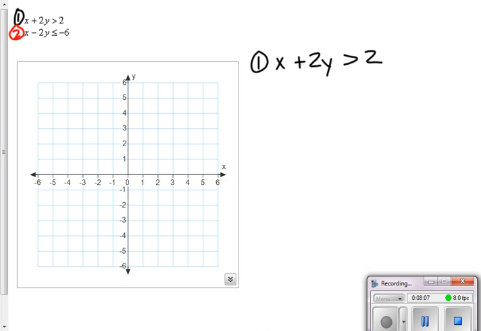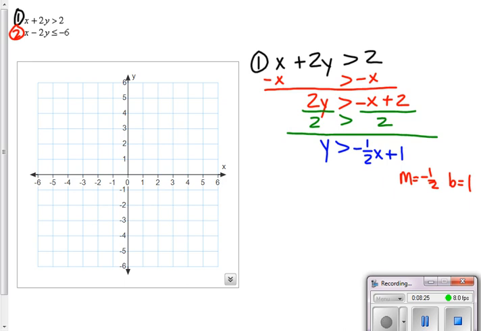Example 4, why don't you give this a shot on your own? Notice that both equations are not in slope-intercept form, so we need to get them into slope-intercept form. So why don't you go ahead, work through this problem, get them both in slope-intercept form, and then check back in, and then we'll graph them.